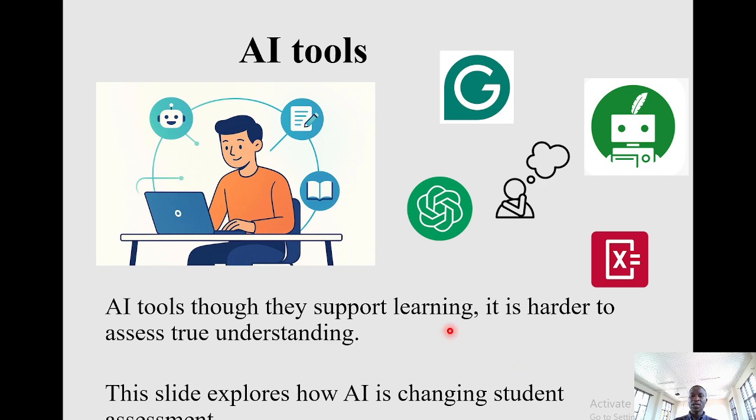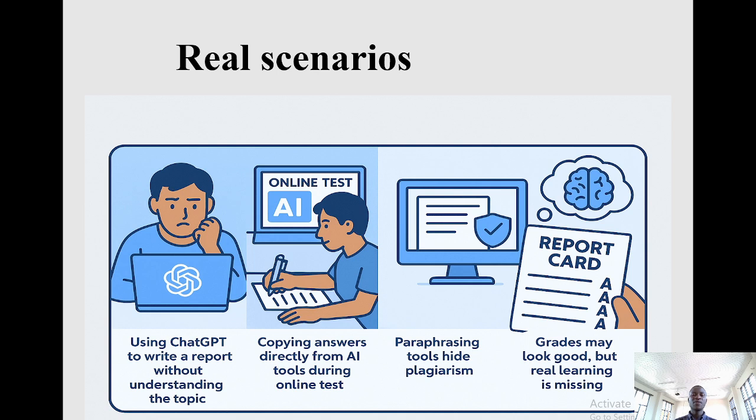There are different AI tools like ChatGPT, Grammarly, QuillBot, and Google Math, which are used to complete different tasks. So we have real scenarios that we can see in online assessment, where students can use ChatGPT, for example, to write a report without understanding a given topic. They can also copy answers directly during online tests. They can paraphrase to hide plagiarism. And the worst thing is that they can get grades that they do not deserve.